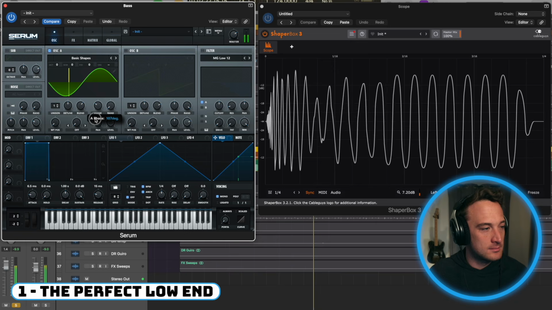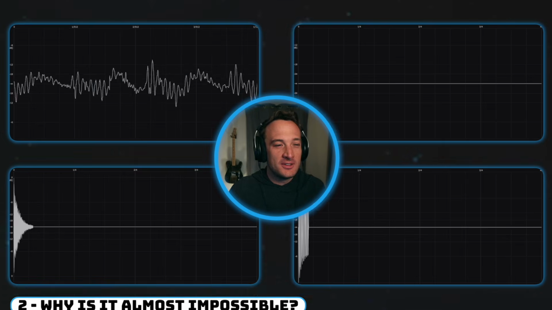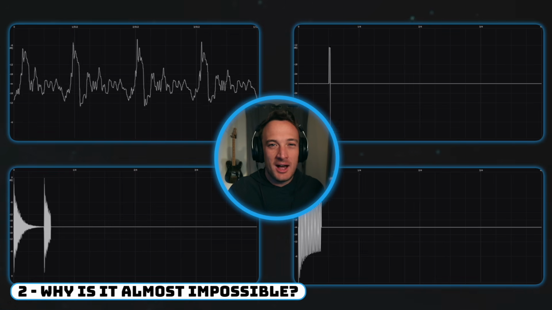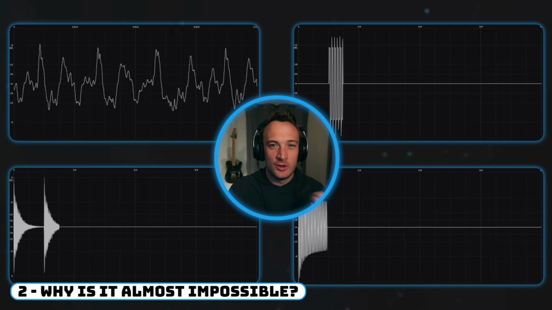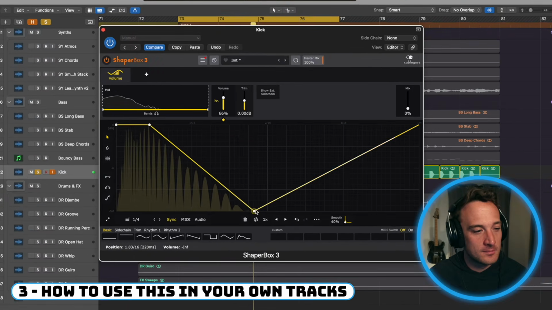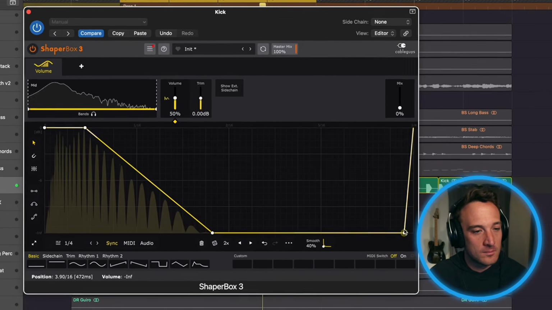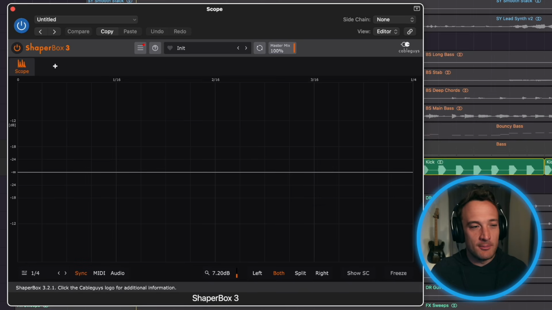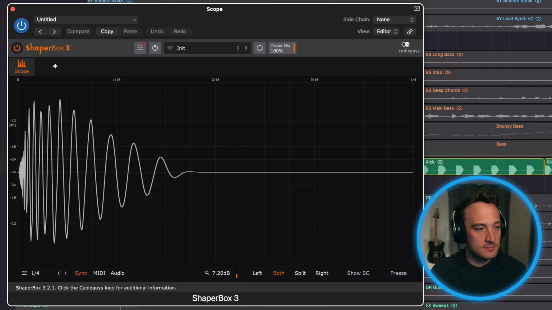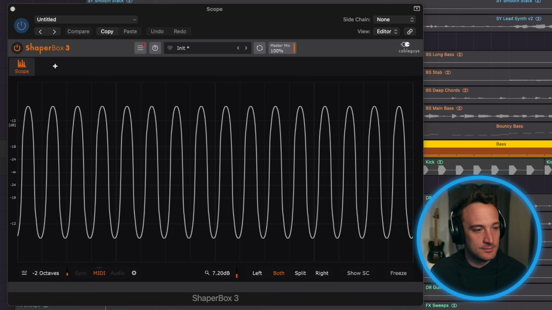To tell the story of how to get the perfect low end, we need 3 chapters. First, I'll show you how to get that perfect low end, but then I'll show you why it's almost impossible to do that in a real track. And then last, I'll show you how to take this knowledge and use it to make your own mixes a lot better. So to get the perfect low end, I'm gonna start with a kick and a bass.